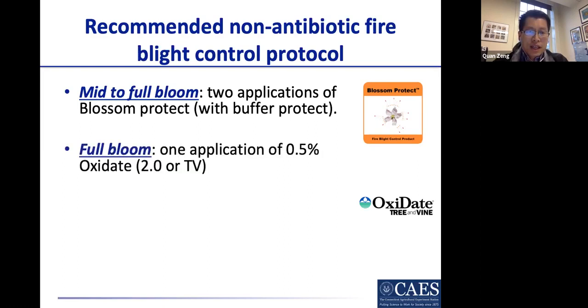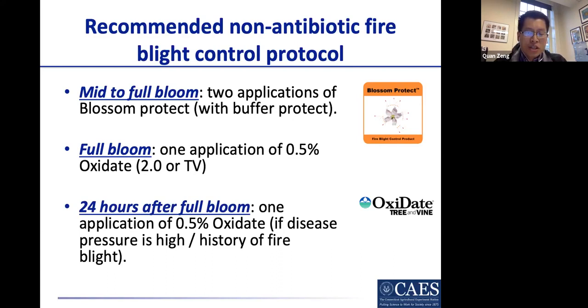And at full bloom, put down one application of 0.5% oxalate. This will really clean off all the escaped bacteria from the biological control. And if the disease pressure is high, or if you have had fire blight in your orchard in the past, consider putting down another application of oxalate 24 hours after bloom.